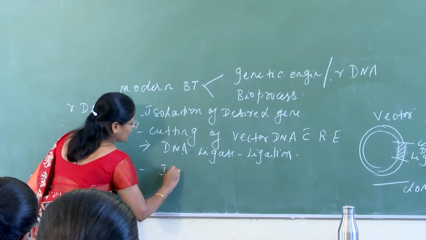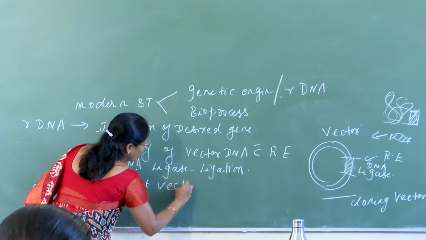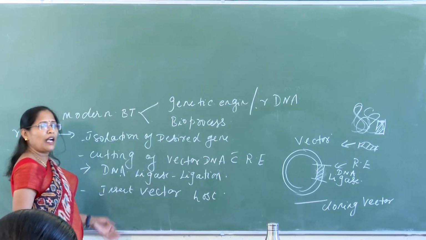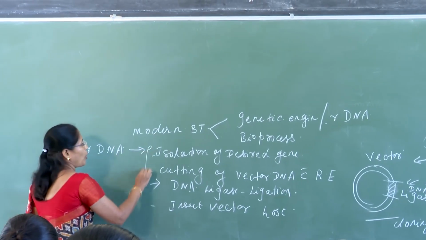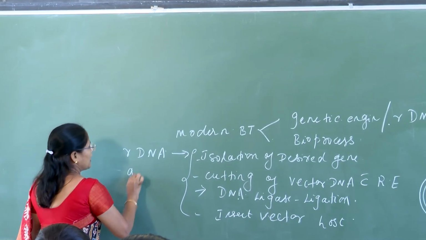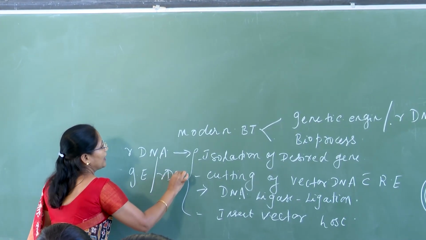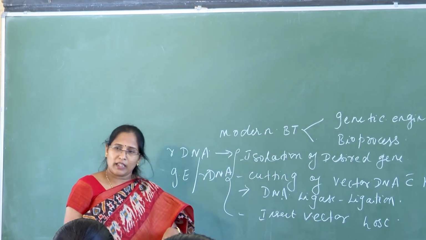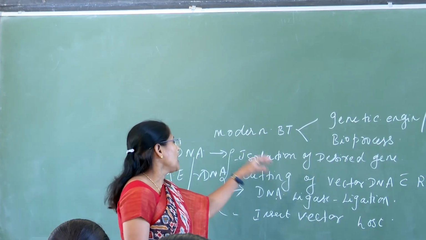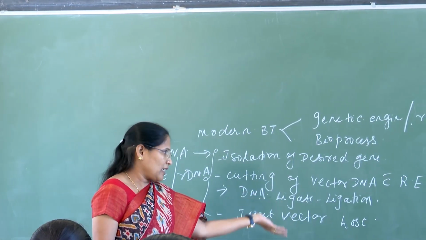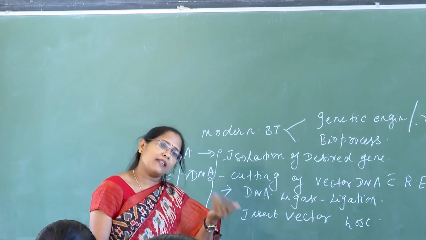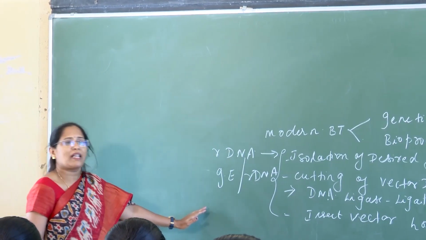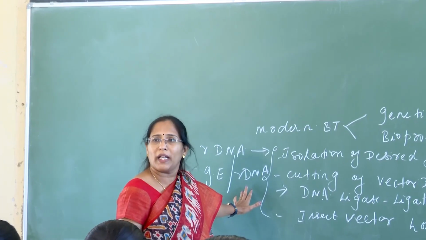Now I have to insert my vector into a host. Got it? And after that, next step, up to this step, whatever you do is your genetic engineering or rDNA technology. Got it now? Isolating a DNA, selecting a vector, inserting your DNA into the vector, and then ligating it, and then inserting it into your host organism, and then selecting the host which has your recombinant DNA. Up to this step you call genetic engineering or recombinant DNA.